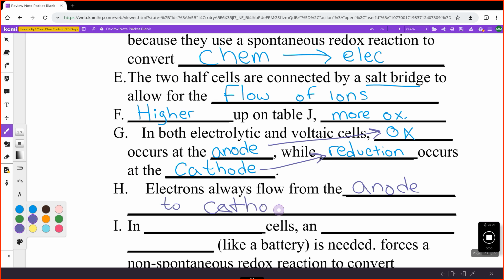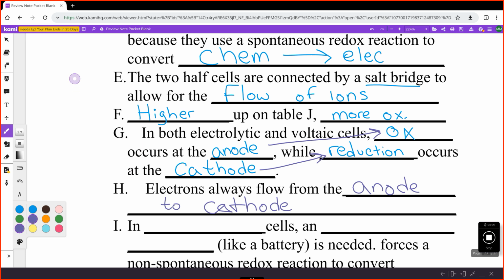And in the example I gave before with sodium and gold, if sodium is the thing being oxidized, then sodium is the anode. Gold is being reduced, then gold is the cathode. So in that example, the electrons would be flowing from the sodium to the gold. Now, we have to use all of this information to piece that information together.